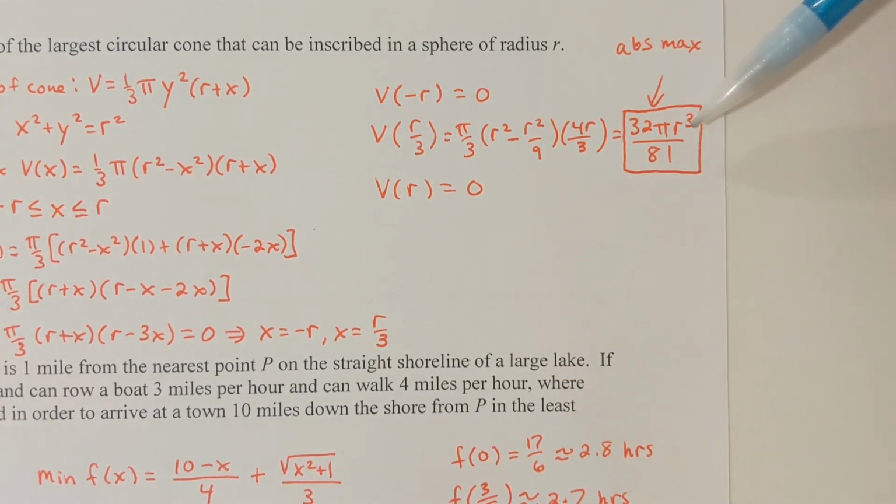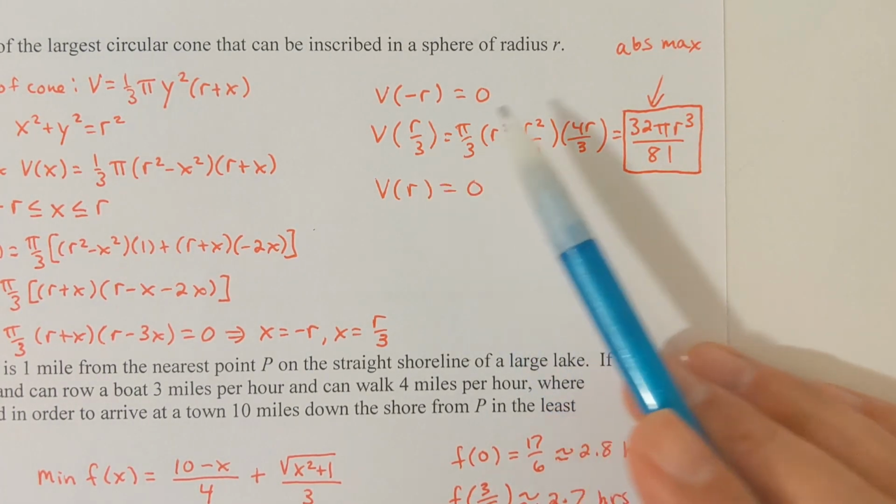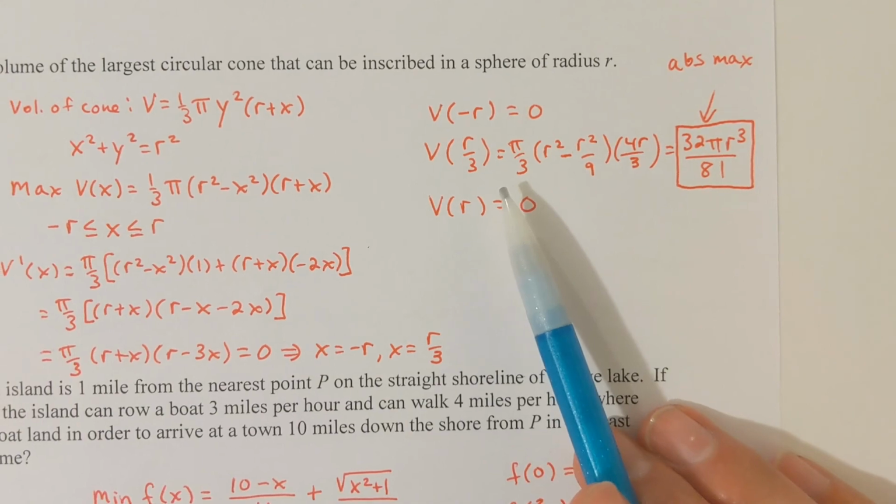Now r is positive, so 32 pi r cubed over 81, I know that's going to be a positive number. That is bigger than these other two. So therefore, when x is r over 3, I know for sure that this is an absolute max. This is the proof that that is correct.